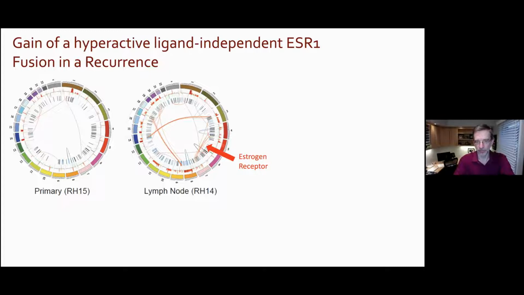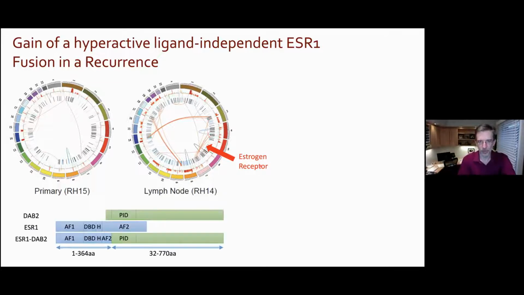And importantly, one of them here from chromosome 5 to chromosome 6 is actually in the estrogen receptor itself, one of our main targets in estrogen receptor positive breast cancer. What happens in this patient at this specific location is the estrogen receptor, which is here, structurally represented here, gets cleaved halfway down and gets fused to this gene called DAB2, which at the time we found this, not much was known about this gene.